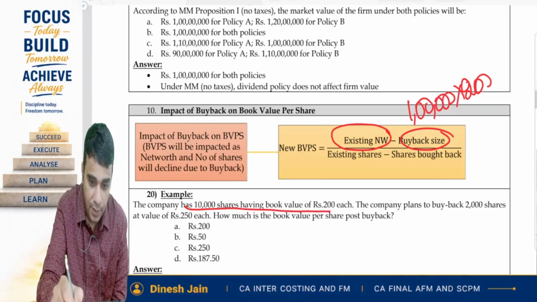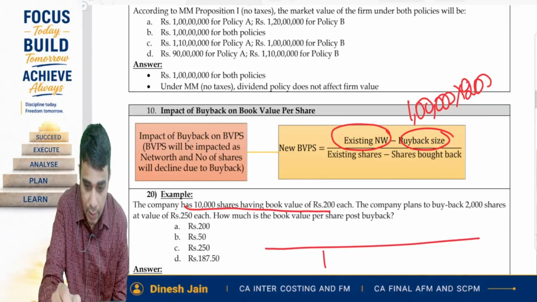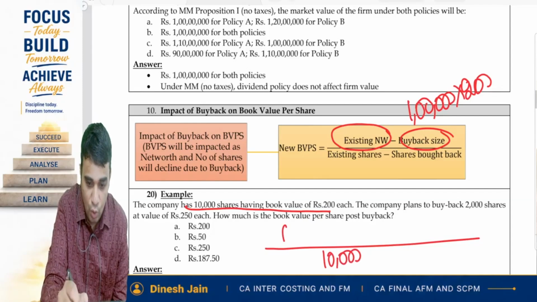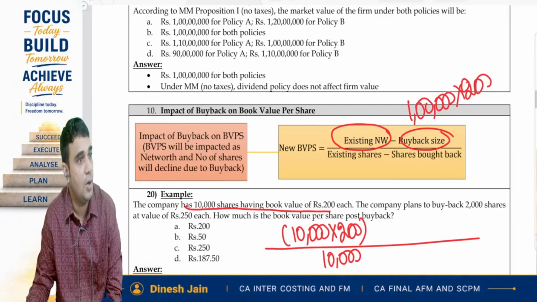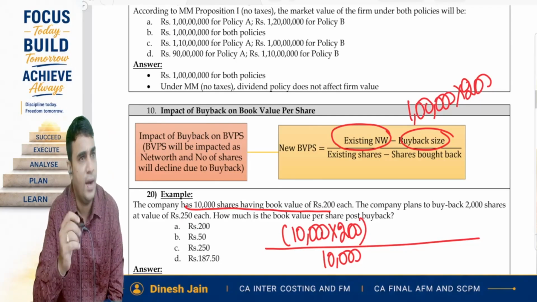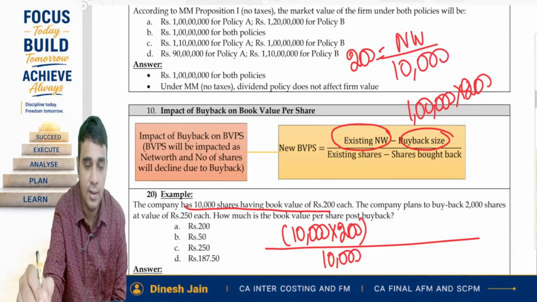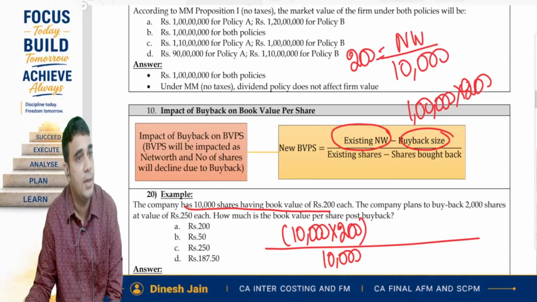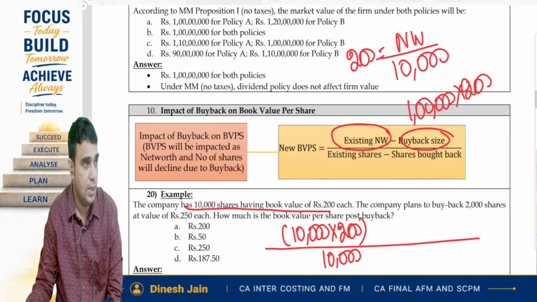Today we have 10,000 shares having book value of how much? 200. So listen, 10,000 shares. Today the net worth is 10,000 into 200. How is 200 calculated? 200 is equal to net worth divided by 10,000. 10,000 goes to the other side, you get the net worth.